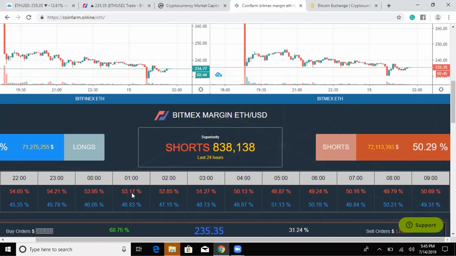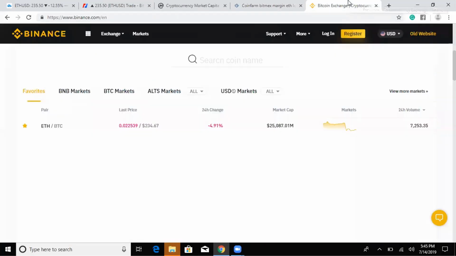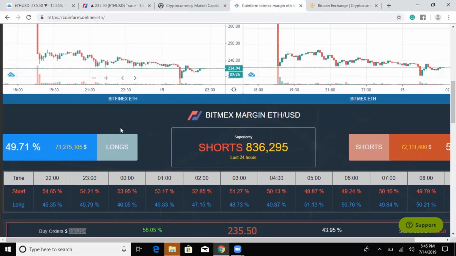So if the bulls are superior, maybe by a very huge margin, like 55%, I'm looking at BitMEX. Recent trades is looking good. There are a lot of buy orders on the recent trades. I look at Binance, the volume is increasing. I look at CoinFarm, and I see that the longs are taking advantage of the market.